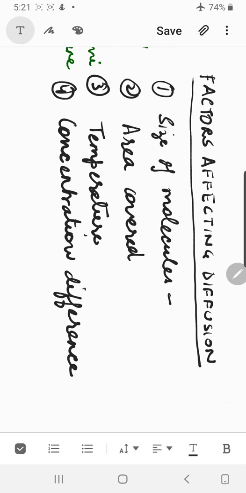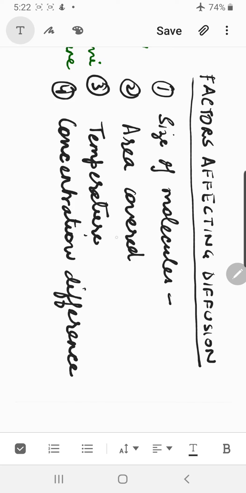But just imagine if the sugar crystals are bigger in size, they will take more time to diffuse. But if it is a very small size crystal like salt, it diffuses very easily. So the size of the molecule is always a decisive factor for the speed or rate of diffusion. Smaller is the size, higher is the rate of diffusion.